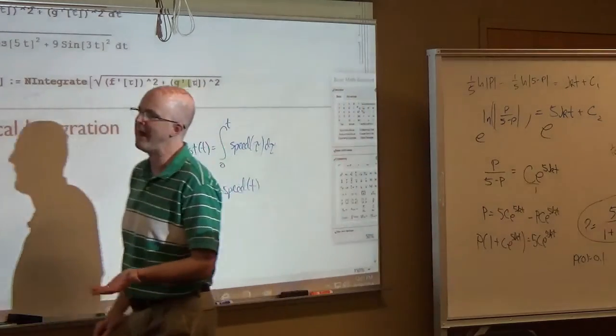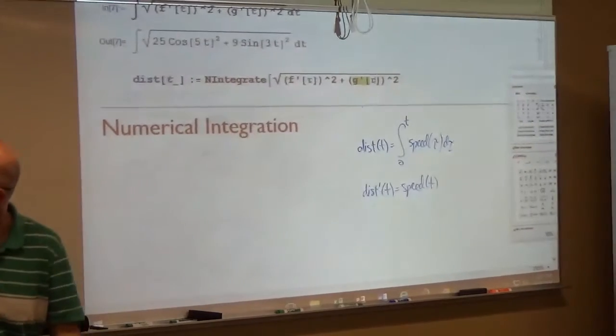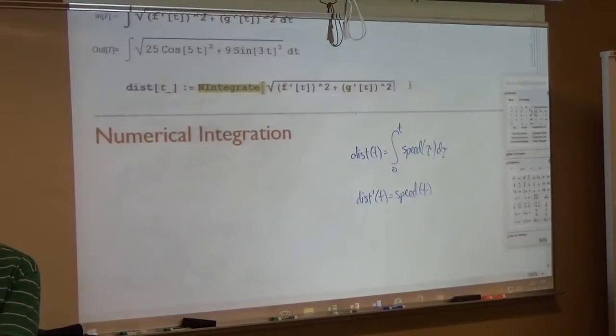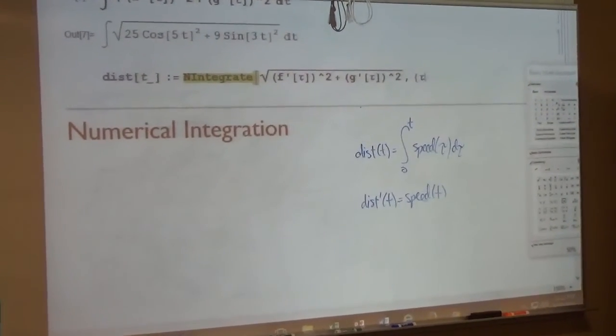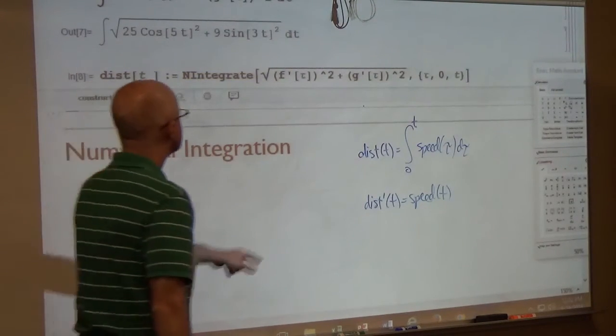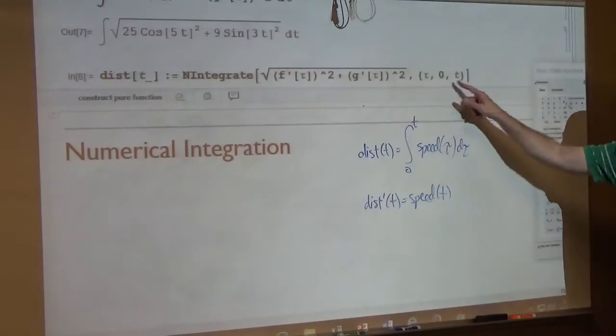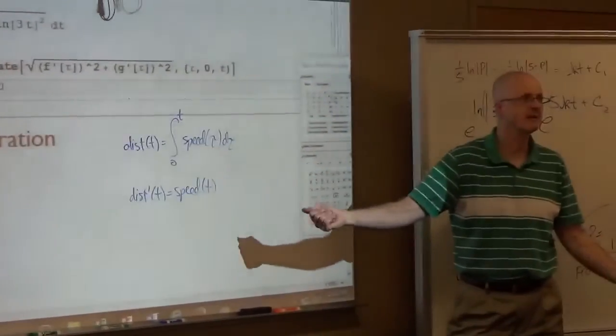But I'm having Mathematica approximate the integrals, not do it symbolically. That's what NIntegrate is doing. I'm not doing it symbolically, I'm doing it numerically. This means tau is going from 0 to t. Those are your limits of integration. This is ultimately a function of t.